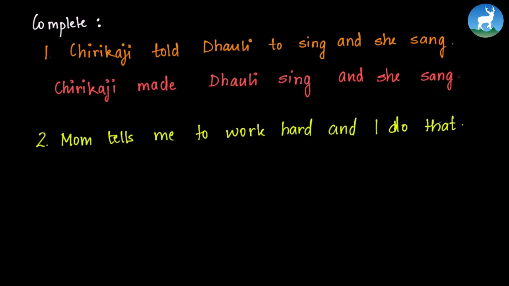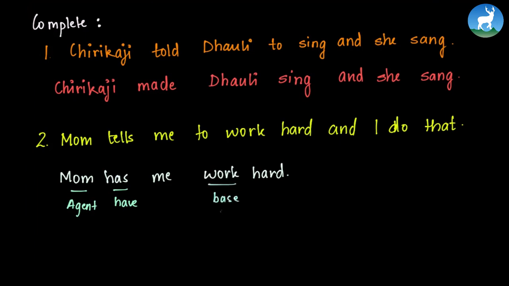Let's move towards the second sentence. Mom tells me to work hard and I do that. Mom has me work hard. So in the second sentence, because we're using the causative verb in the form have, we are writing Mom has me work hard. It's work because we're using have, and the agent is defined. That's the mom. So the agent is defined and we are using the causative verb of form have, which makes our base verb work, and the to is removed from the sentence. So Mom has me work hard.